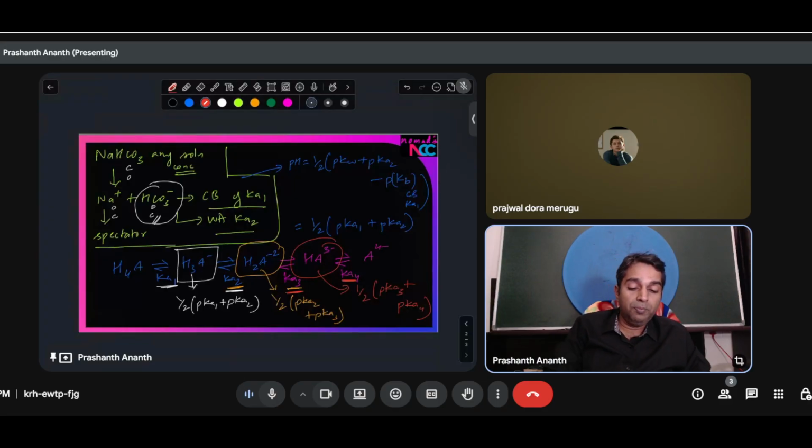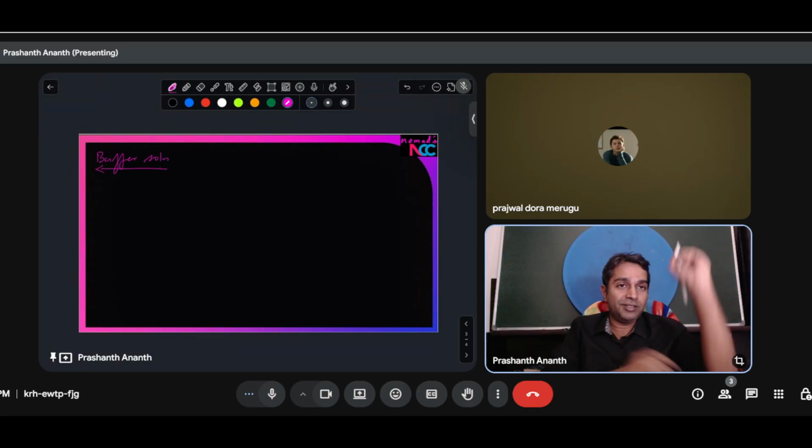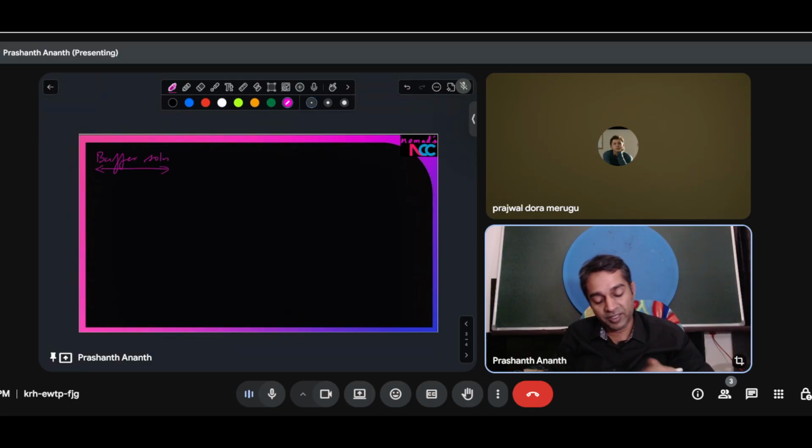Now let's talk about buffers and define what is meant by a buffer solution. Then we'll come back to what we have discussed a little bit so that we'll connect the pieces up. When we are looking at a buffer solution, it is something which resists the change in pH.